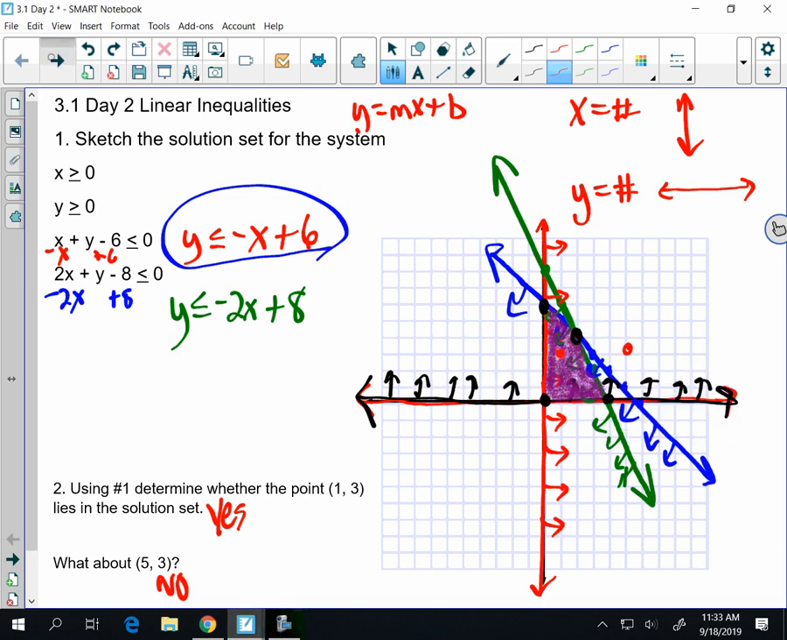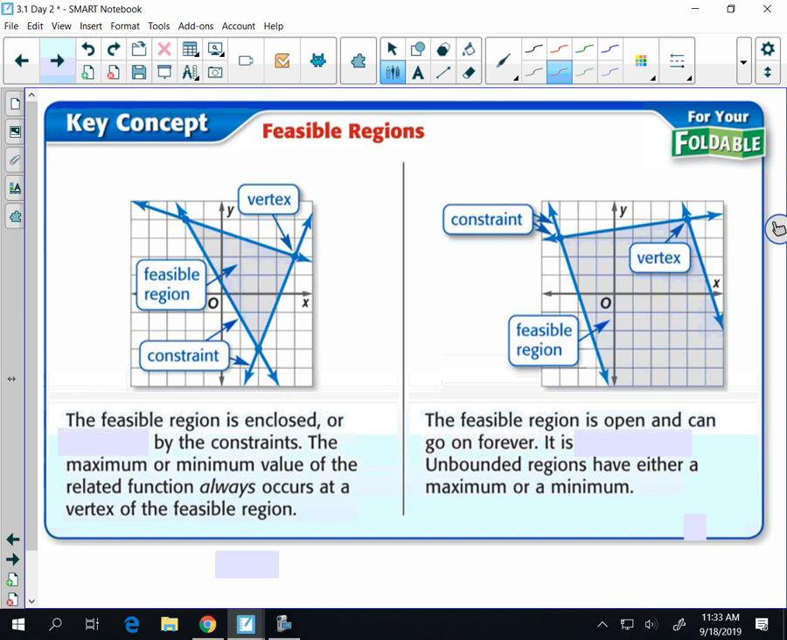Okay. Big idea, again, that we're going to use later with this is that the shape that you get is called a feasible region. And what happens is that when you graph these, like we just did, sometimes you get a closed shape, or the word that we use is bounded. And when you have a bounded shape, you can find a max or a minimum. Again, we're not there yet, but that's what we're going to do next. And that's always going to occur at one of these corners of your feasible region.